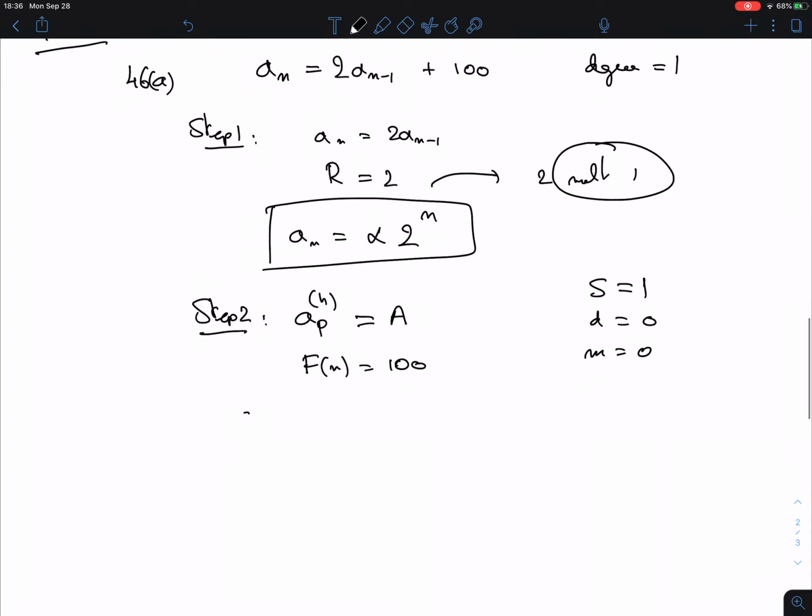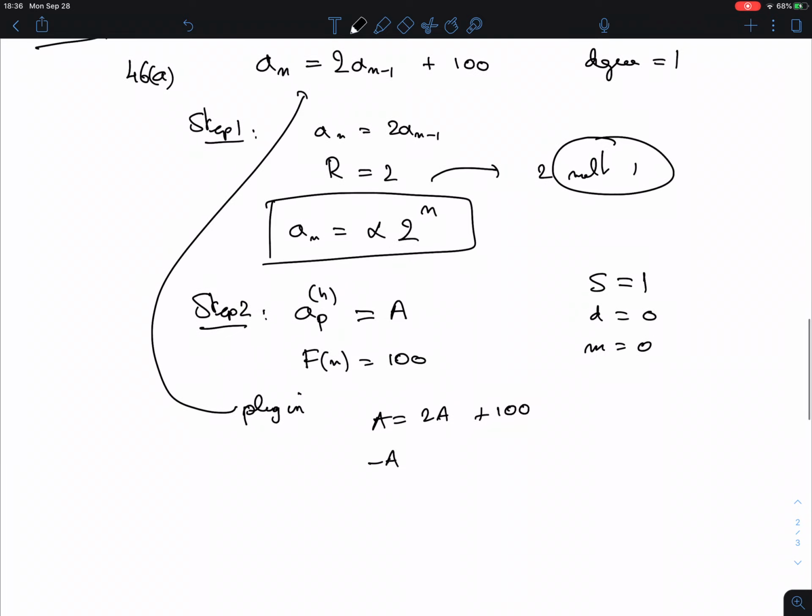Okay, it's just a, right? Alright, so what we do now is plug this in. Plug in, of course, in the original one. So we get a is 2a plus 100. This means that minus a is 100, so a is minus 100.